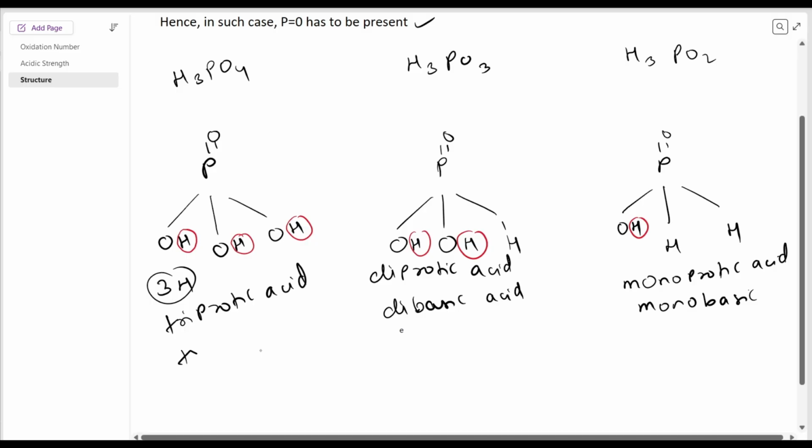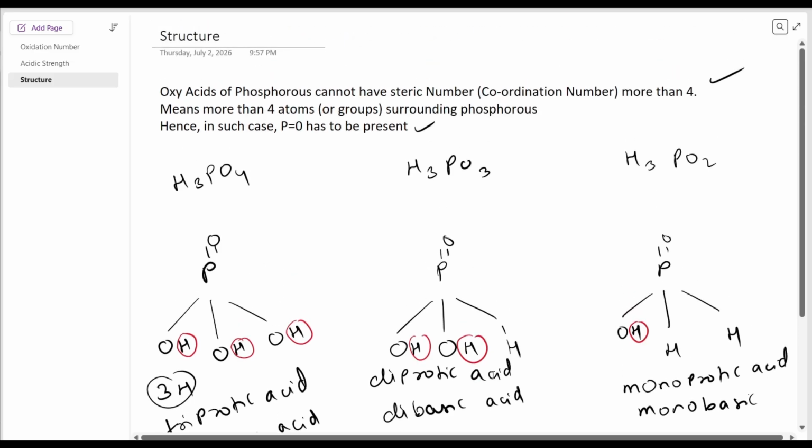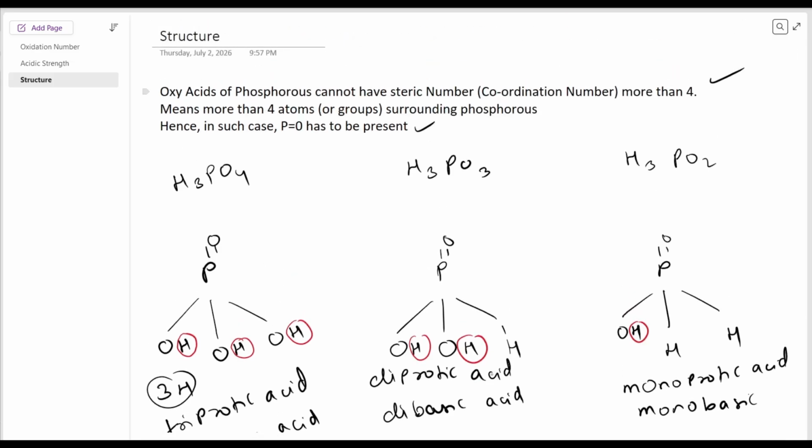So even on the basis of the structure, we can say that H3PO4 has the highest acidic strength. But for that, you need to remember this point, that oxy acids of phosphorus cannot have a steric number more than 4. So likewise, if you are getting some different oxy acids of phosphorus, your first job is to understand that P double bond O has to be there. So draw one P double bond O, and then attach the other atoms to the remaining three bonds of the phosphorus. This will make things simple for you.